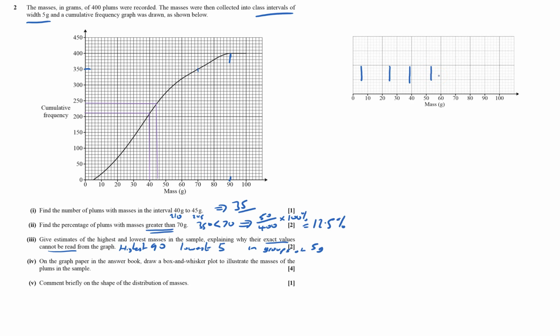And then finally, the maximum we decided was 90. So I put it there, and I need to put a box around the middle bit and whiskers at the ends. And that does that bit.